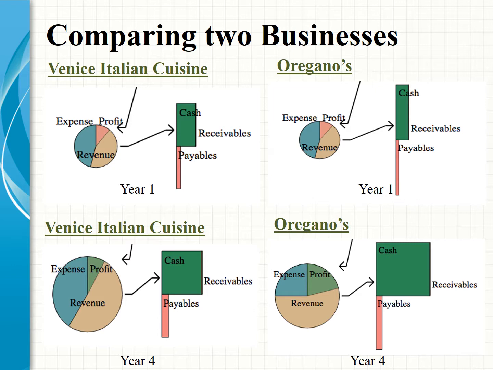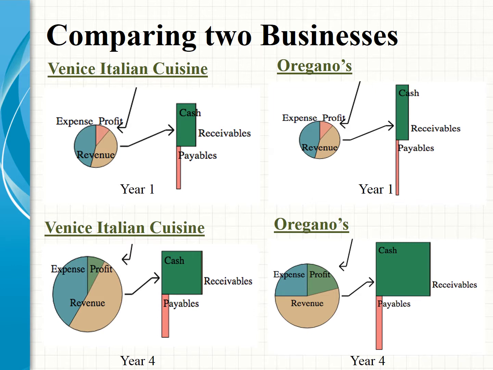Now, let's review the profitability and liquidity of the two restaurants. Ask yourself questions regarding profitability. Was the Venice Italian Cuisine restaurant more profitable in year 1 than the Oregano's restaurant? The answer is both restaurants have the same loss. How about in year 4? The Oregano's restaurant is doing better because its green wedge is larger than the Venice Italian Cuisine green wedge.